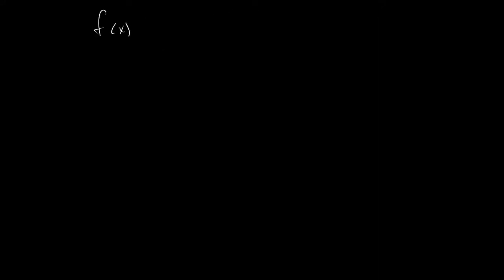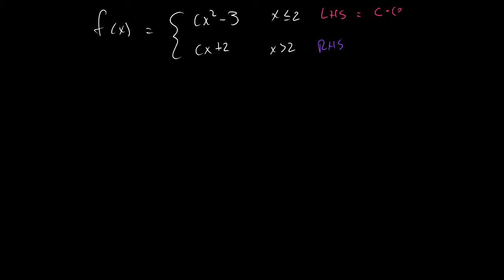So let's move on to number 6. If my function is equal to cx squared minus 3 if x is less than or equal to 2, or cx plus 2 if x is greater than 2, and I want to show that it's continuous, I need to show that my left-hand side is equal to my right-hand side. So I'm going to figure out my left-hand side. That's going to be equal to c times 2 squared minus 3. And my right-hand side is going to be equal to c times 2 plus 2.